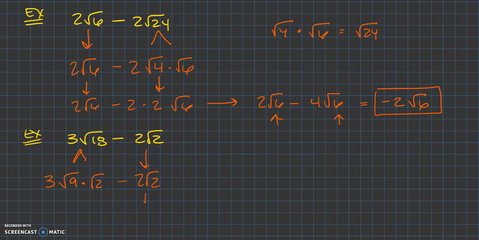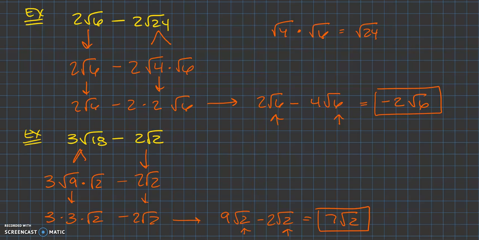So as I continue to move down, that's negative 2 root 2. This will become 3 times root 2. And now we can just move across. That's going to be 9 root 2 minus 2 root 2. The radical is the same now. 9 minus 2 is 7. So my answer is 7 root 2.